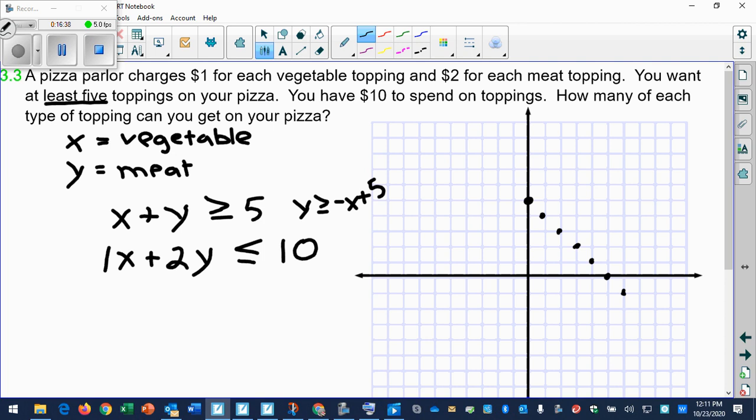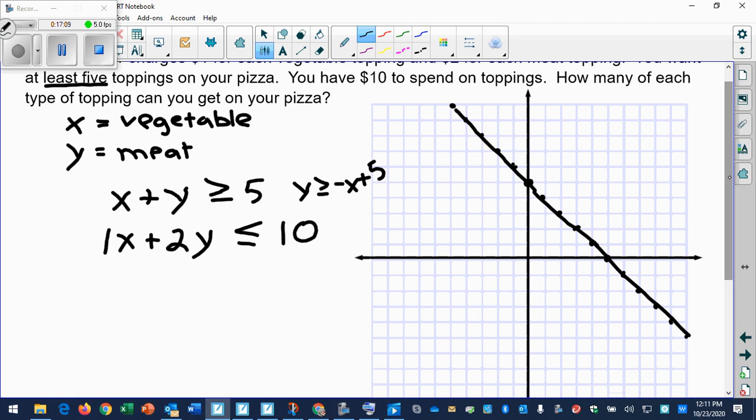This is going to be solid, so I have to actually connect them. Oh, time out though. What am I doing that I don't need to be doing right now? This is a real life situation. Am I going to have negative toppings? It looks like I am, but I really only need to be in the positive section right here. When I color it, I'll just color the positive.